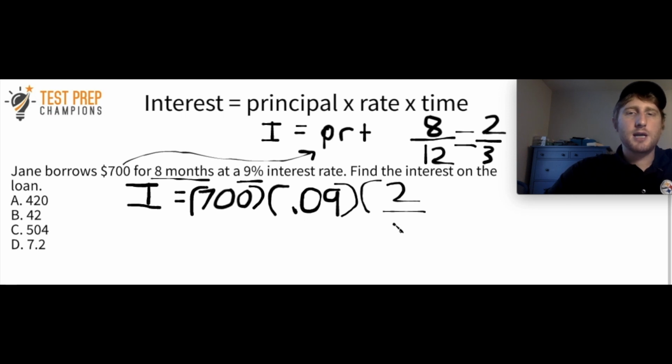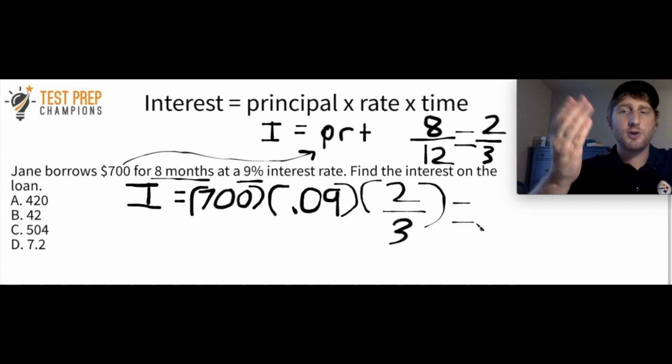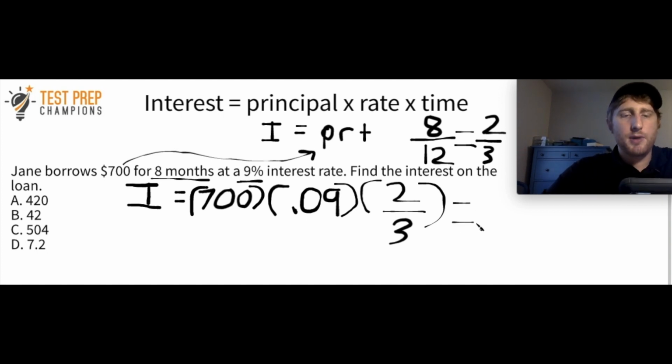And again, technically, if you just put in 8 over 12, you get the same exact answer, but all the textbooks really harp on simplifying it first when you do these simple interest questions, so I'm just going to teach you how to do that. But basically, if I put this in my calculator, I would do 700 times 0.09 times 2 divided by 3 equals 42. So B is the correct answer here.